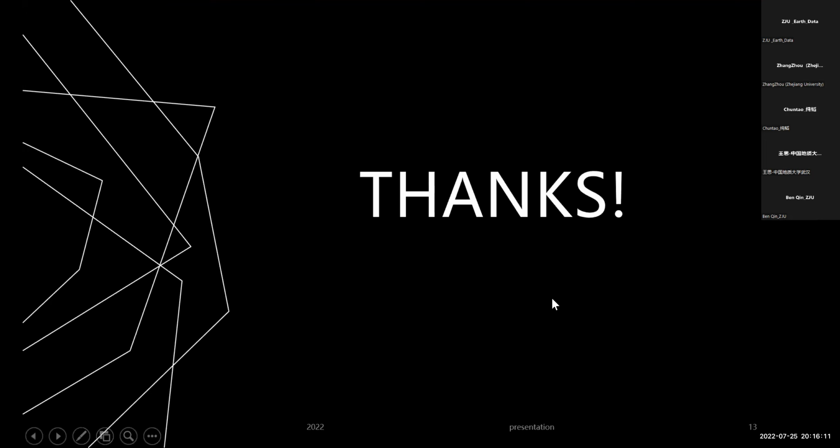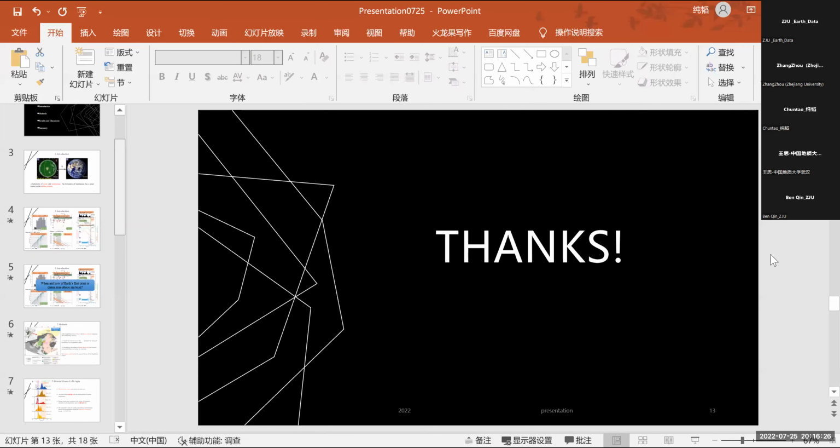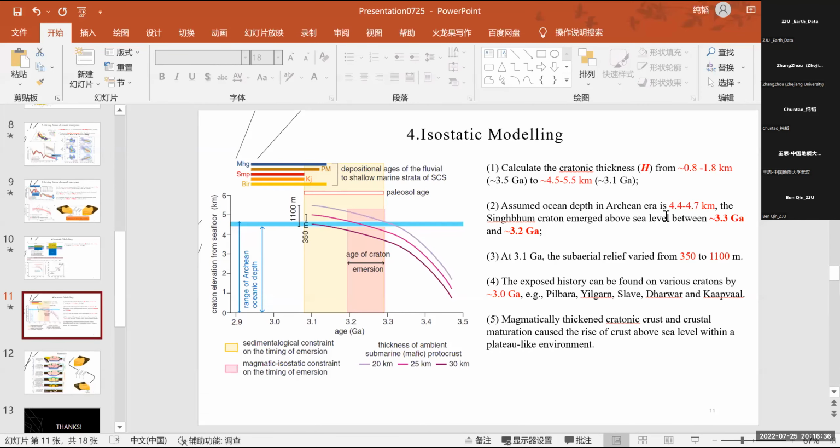Actually, I first have a question to start with. So they assume a certain depth of water in the Archean model, that is about 4 kilometers in terms of the depth of the ocean. So of course, we don't know whether that is true or not. I think there are two things. The first is the total ocean mass in the Archean. I don't know. That's on the one hand.